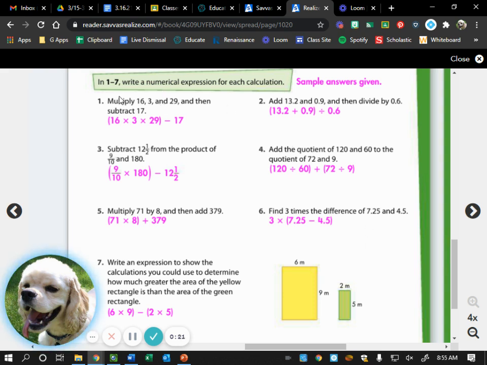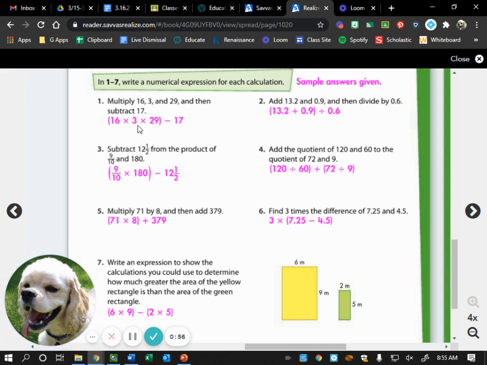Number 1 said multiply 16, 3, and 29, and then subtract 17. So you should have 16 times 3 times 29 minus 17. But to make sure that whoever's solving this does multiply first, it doesn't hurt to put parentheses around it. Yes, technically in PEMDAS order of operations, you multiply before you subtract, but I always like to put parentheses around the first step to make sure whoever's solving it does the first step correctly.